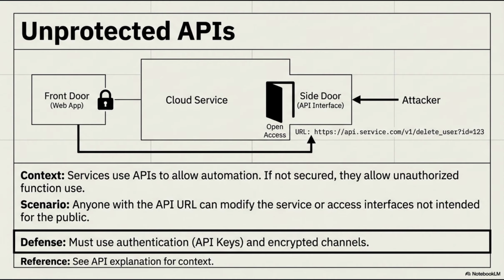Unprotected APIs. Services use APIs to allow automation, but if they're not secure, they allow unauthorized function use. So anyone with an API URL could modify the service or access interfaces not intended for the public. To avoid this, you're going to want to use authentication, such as API keys, and encrypted channels.